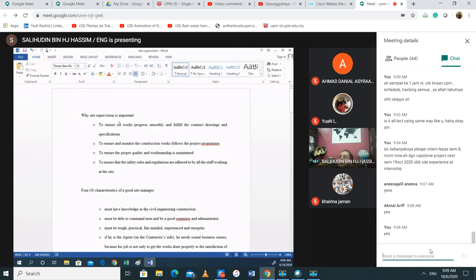Then to do this one, of course, you have to do the tracking, and you have to solve all the problems inside. You have to control the quality and workmanship. And to make sure that the work progresses smoothly, you have to prepare also the payment certificate. Because if the contractor doesn't get money on time because of you, the project will not go on smoothly. So for you to make sure that it goes on smoothly, you have to do all these things.